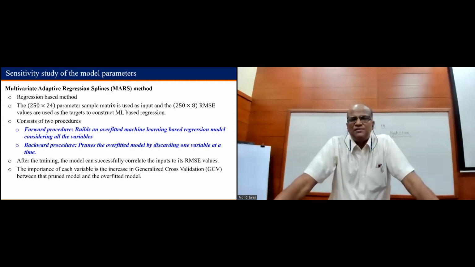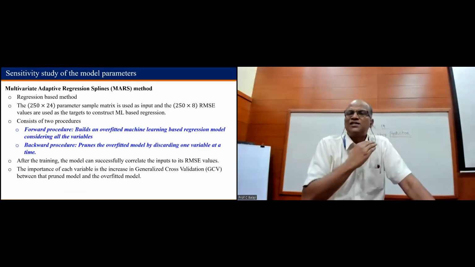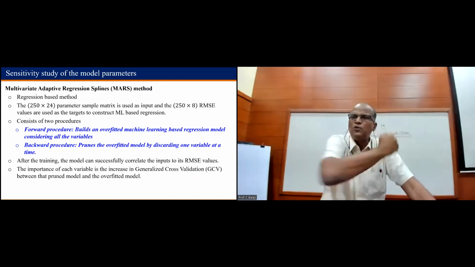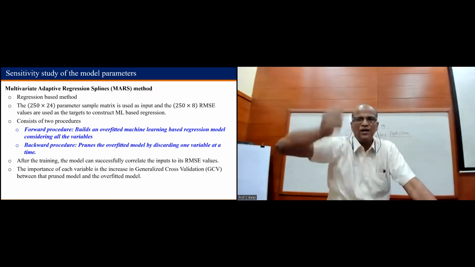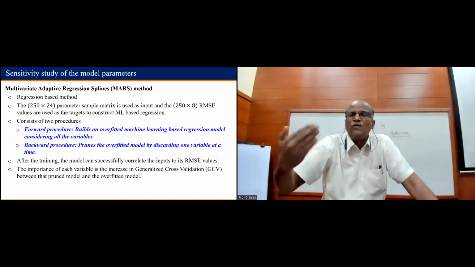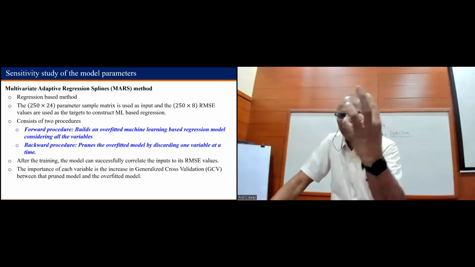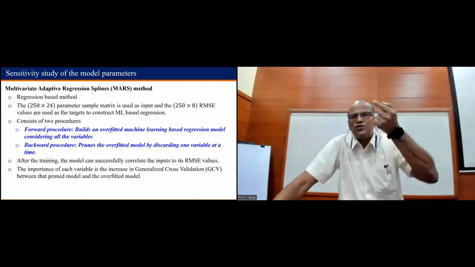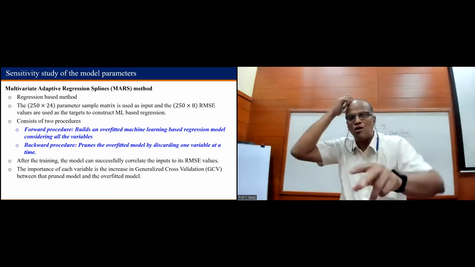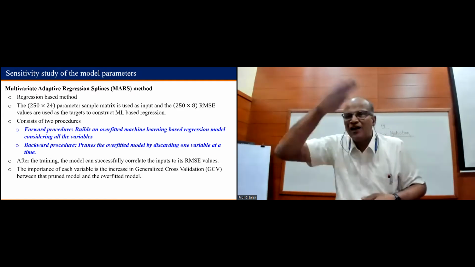The multivariate adaptive regression splines method, as the name suggests, is based on regression. What you do is, you first use brute force and say that all the 24 variables are affecting your solution. This is called the forward procedure. It builds an overfitted machine learning based regression model considering all the variables. Now you look at the R square, or whatever metric you want, and then you remove one variable, so it becomes 23 variables. Find out how the R square improves, then remove one more variable. So like that, it systematically keeps on removing. First it takes all and chops off one by one.